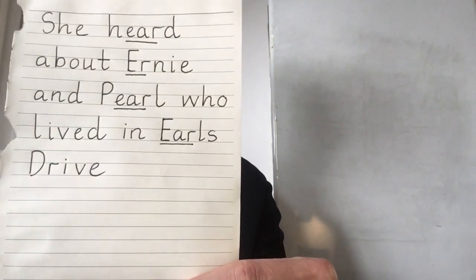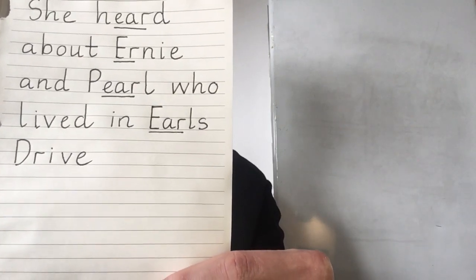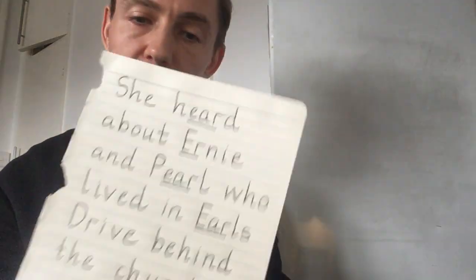She heard about Ernie and Pearl who lived in Earl's Drive behind the church. Last three words. Behind the church. B-E-H-I-N-D. The church. Underline the spelling in church. And there's a stop mark at the end because we finished that sentence.